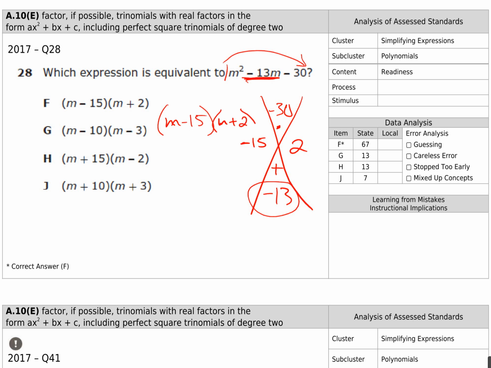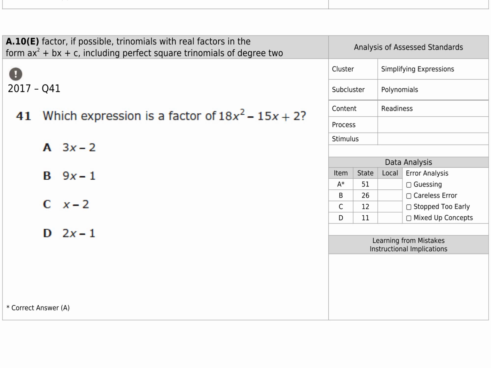The answer is F. So you see, the x factoring, especially when the leading coefficient is 1 or a small number, doesn't have to take a lot of time and can still give us the correct answer. Since there were two binomials, we could, of course, have distributed. All right, next question. Which expression is a factor?